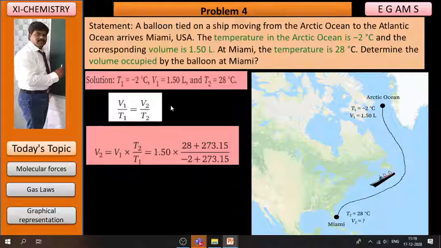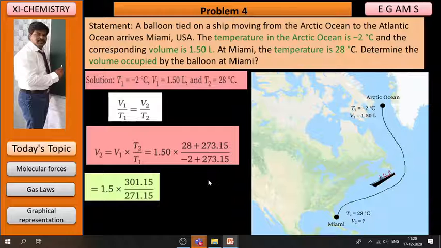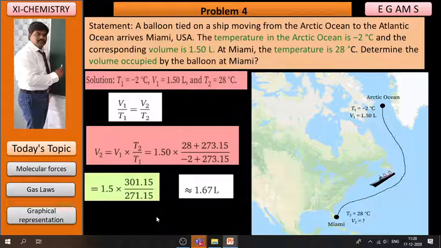So V1 value is 1.50 liters and T2 is 28 plus 273.15. When you change it into capital T, small t they have given, you have to change it into capital T. So here also minus 2 plus 273.15. So finally you will get this answer after simplification, 1.5 into 301.15 divided by 271.15. After simplification, you will get the approximate value 1.67 liters, that is the V2.